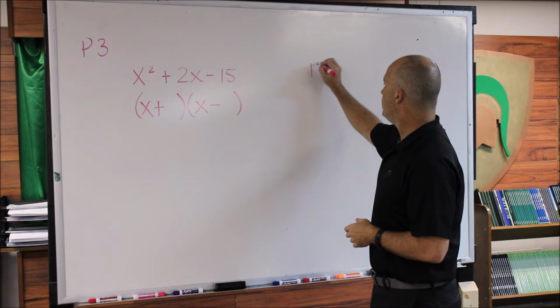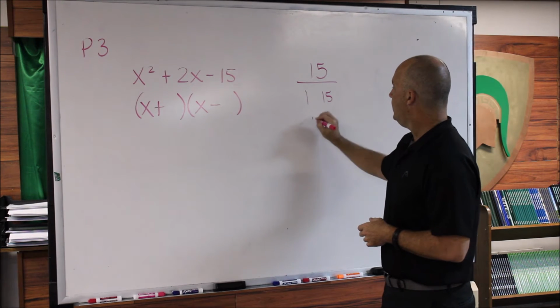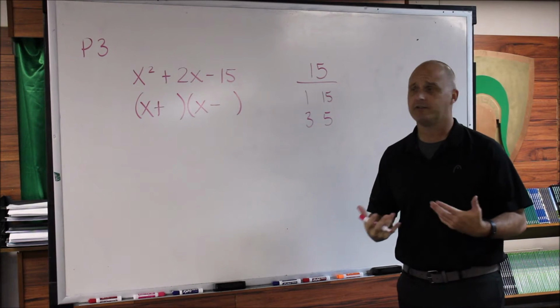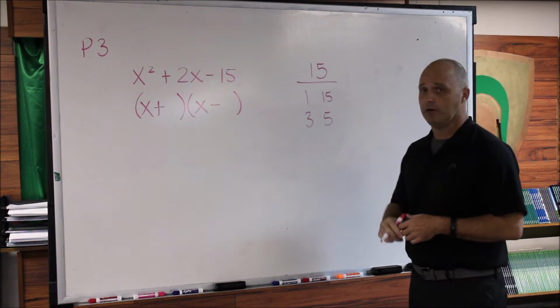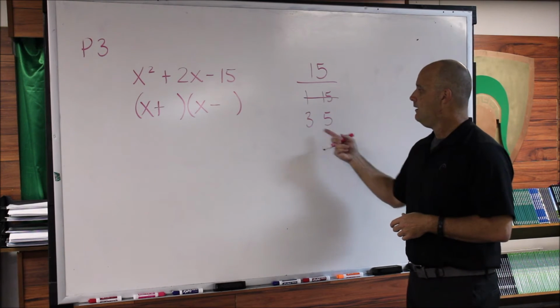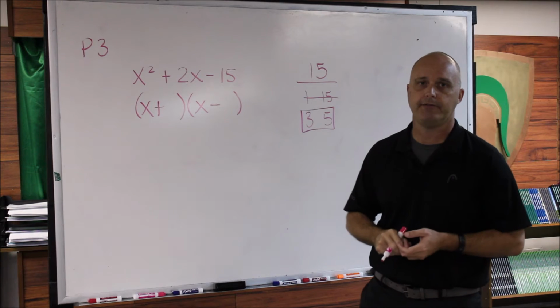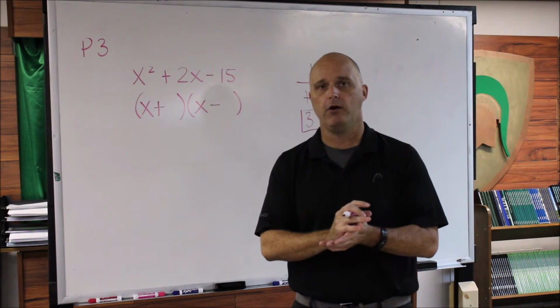So I'm going to come over here and again write down 15, and I've got 1 and 15, and I've got 3 and 5. So if I subtract these, I'm looking for the number 2. 15 minus 1 is 14, so it's not that. 5 minus 3 is 2, so I know that my factor pair is 5 and 3. Now I just have to make sure that I put them into the correct binomials.